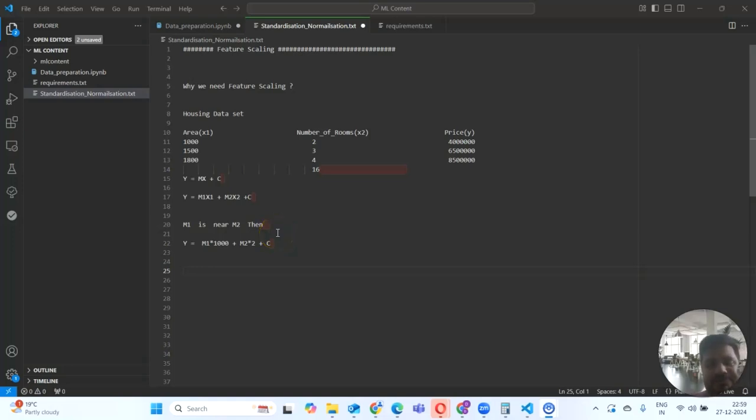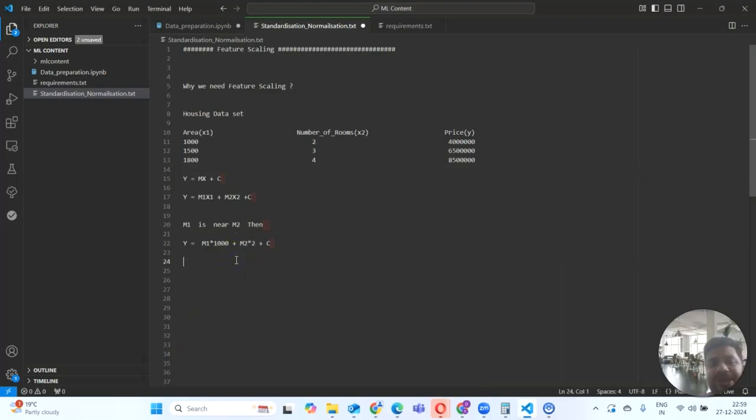How do we solve this problem? We try to standardize the features, because the problem is that both x1 and x2 come from different ranges of values, right? x1 is like 1000, 1500, 1800, and x2 is 2, 3, 4, like that. The technique to solve this problem is called feature scaling.